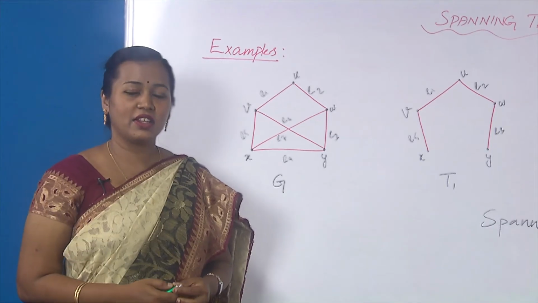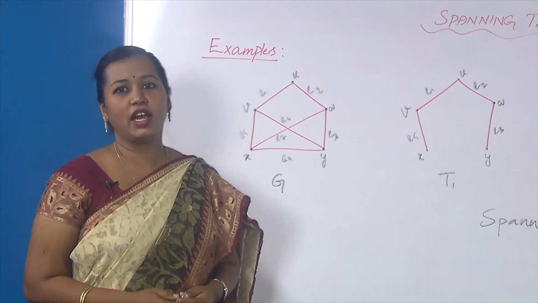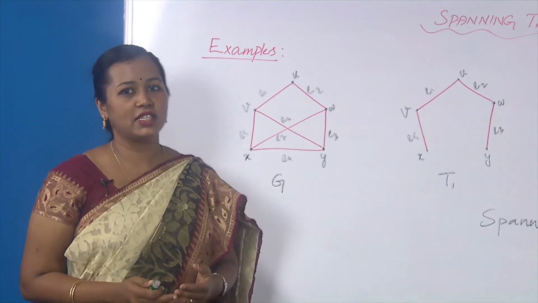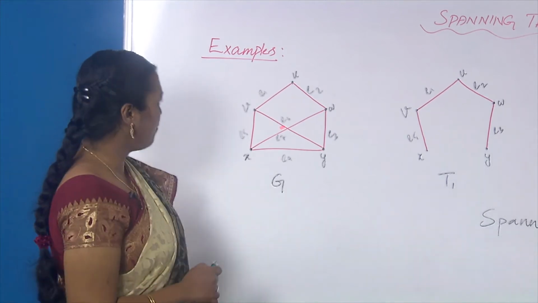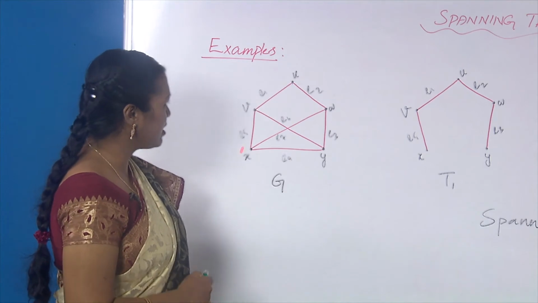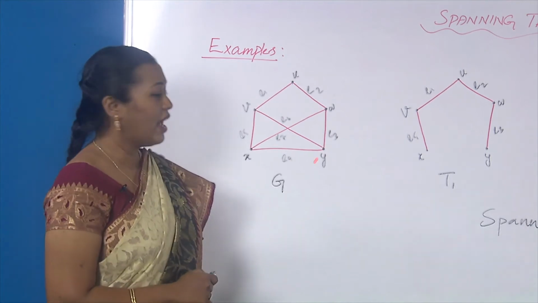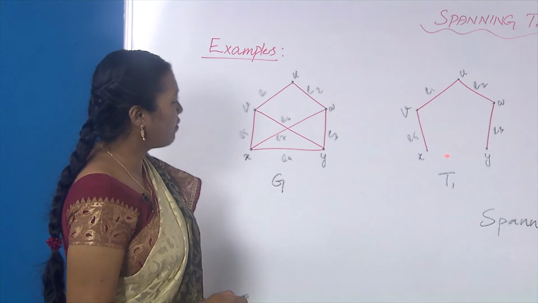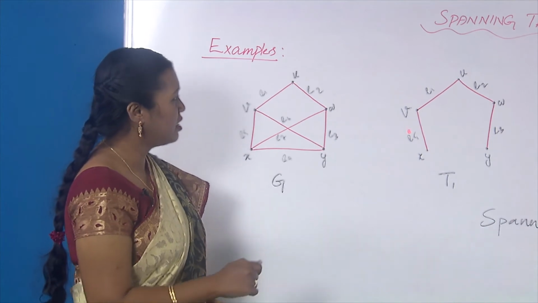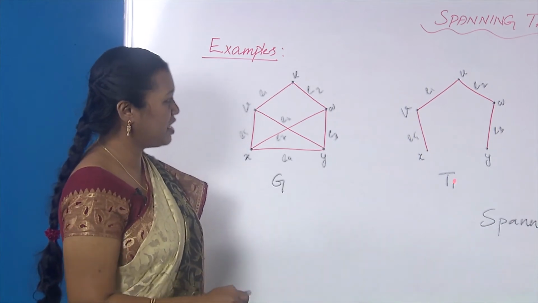To better understand the concept of the spanning tree and the cotree, let us now see some examples. I have a graph here. It has 5 vertices and 7 edges, and as you can see, we have created 2 spanning trees here. First, let us see the spanning tree T1.